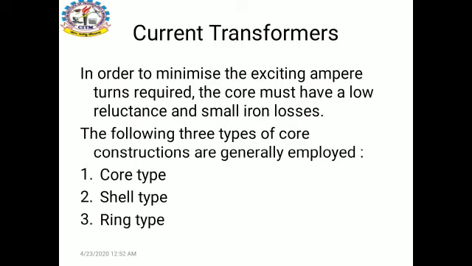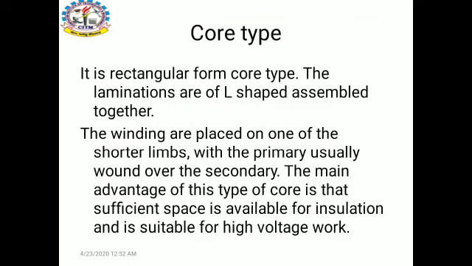The following three types of core construction are generally employed: core type, shell type, and ring type current transformer. The core type is rectangular in form. In the core type, the laminations are L-shaped and assembled together. The windings are placed on one of the shorter limbs, with the primary usually wound over the secondary. The main advantage of this type of core is that sufficient space is available for insulation and it is suitable for high voltage work. That means this kind of structure is used to protect our power transformer in the power system.